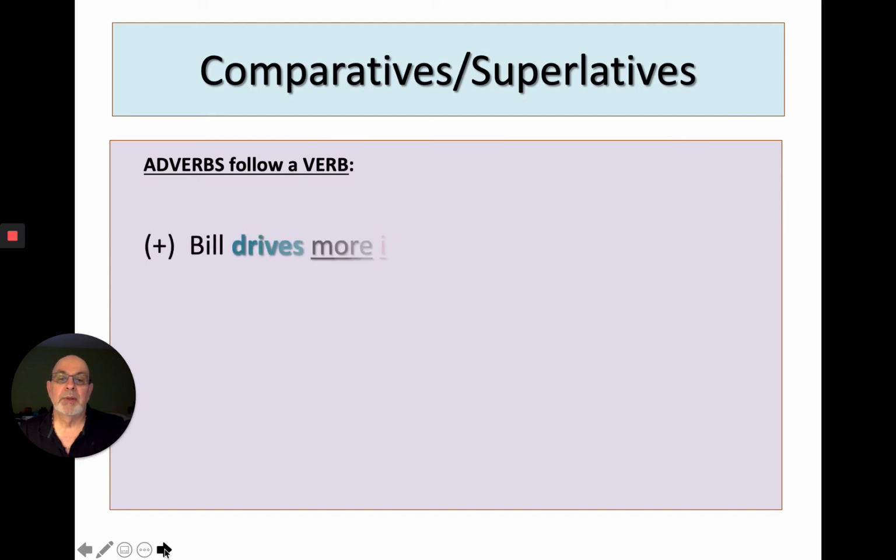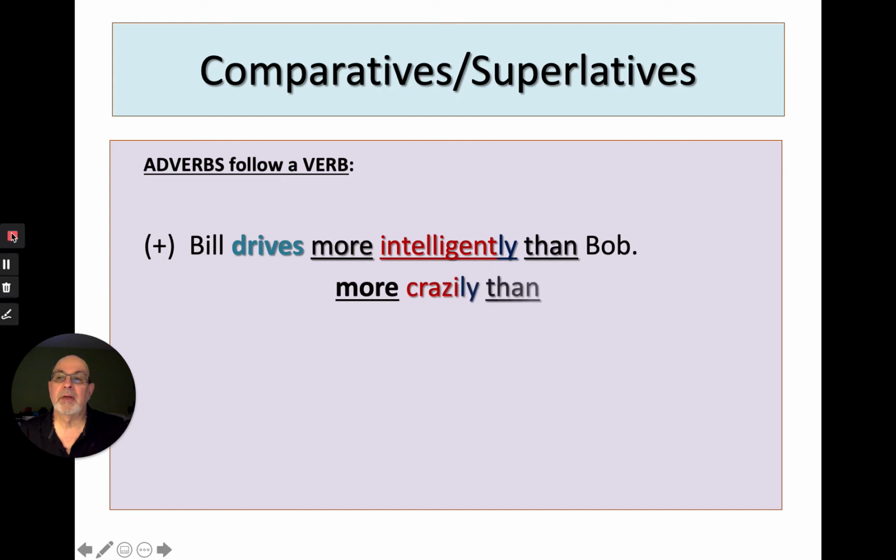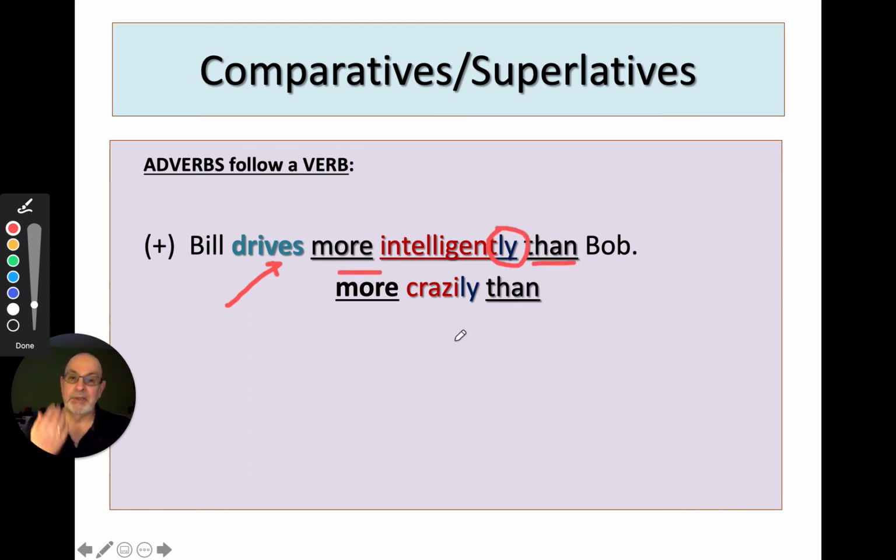Here's the example. Bill drives, so now I need an adverb. I know I need an adverb because I have the word drive here, not is. So now I'm going to use the same form, but I'm going to add -ly. Please note that with a word like crazy, which normally finishes in y, two syllables, when I add -ly, I now have 3 syllables, so no more shortcut. So Bill drives more crazily than Bob is correct.